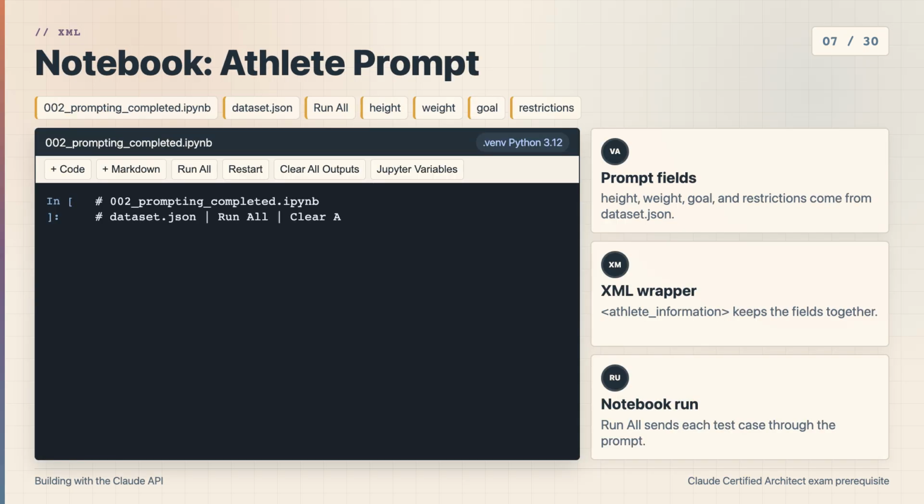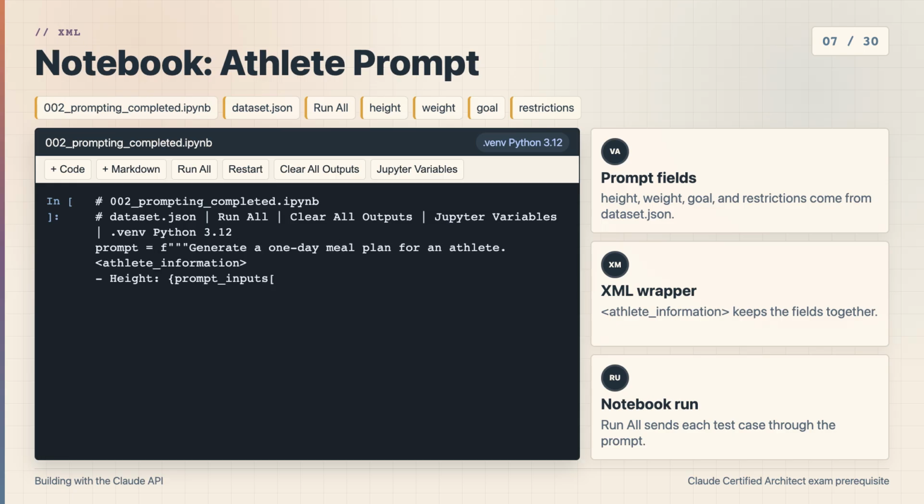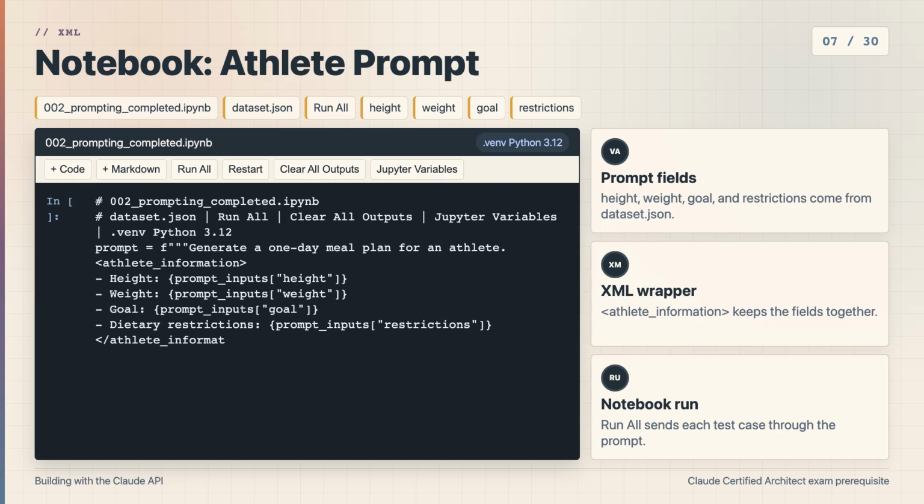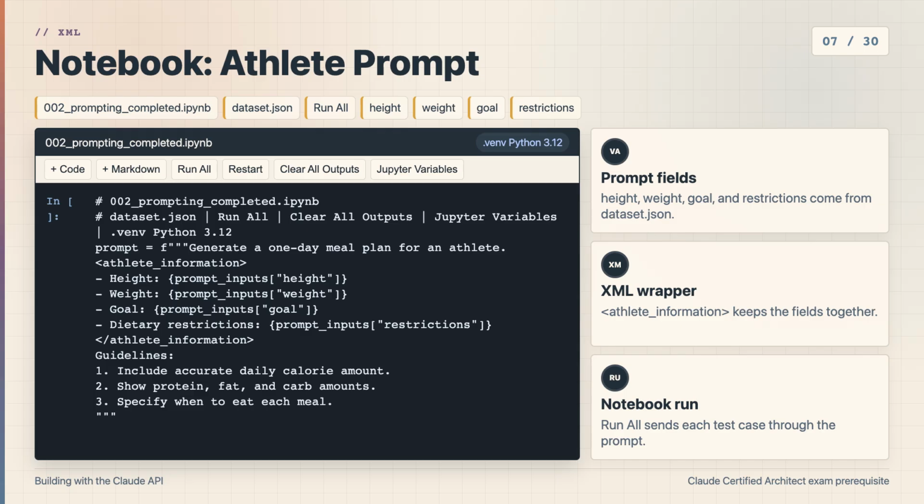In the notebook, the athlete prompt makes the value of structure visible. The fields are height, weight, goal, and restrictions, loaded from dataset.json. Without the wrapper, those lines are just a list. With athlete_information, Claude can treat them as one coherent profile. The notebook Chrome still has run all, clear all outputs, Jupyter variables, and the Python 3.12 environment, but the teaching point is the prompt shape inside the cell. This is why notebook prompts should make the data shape visible before the model responds.